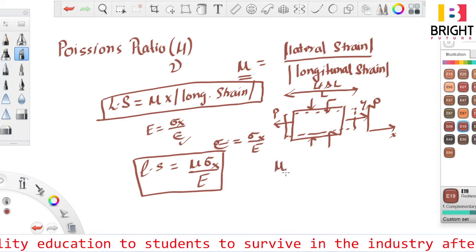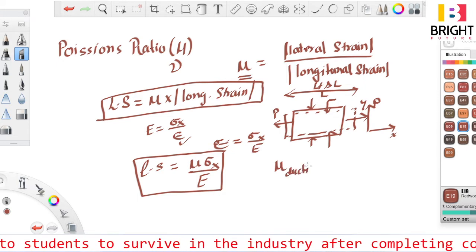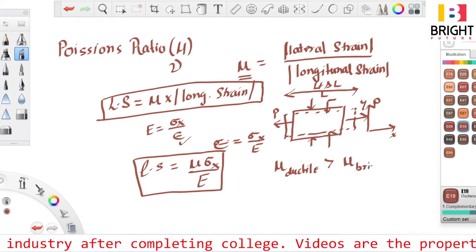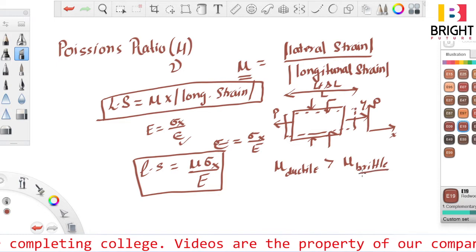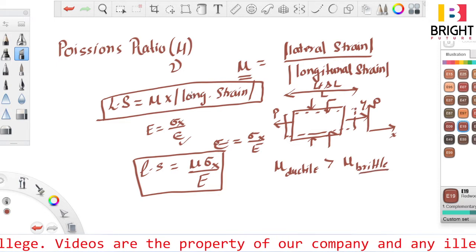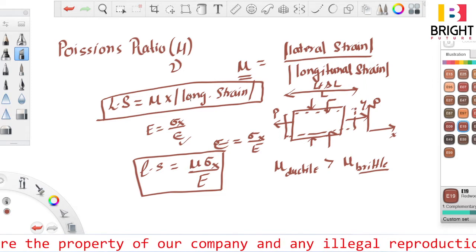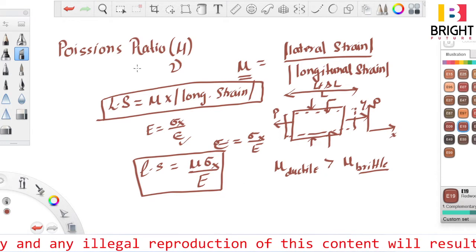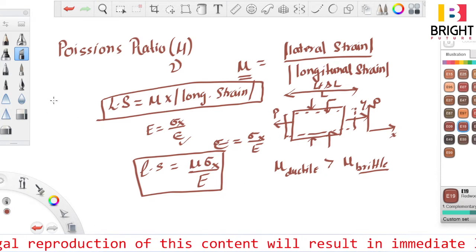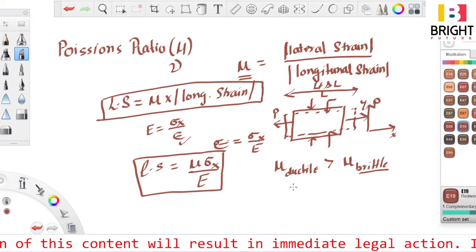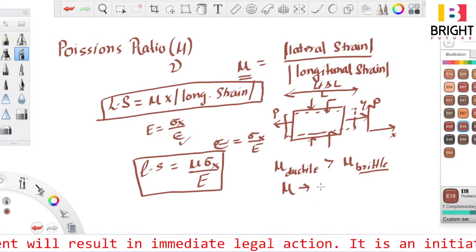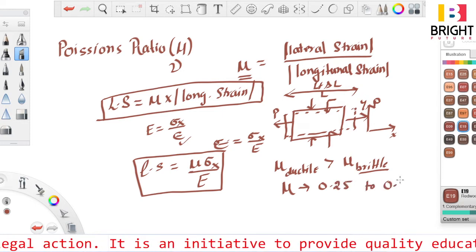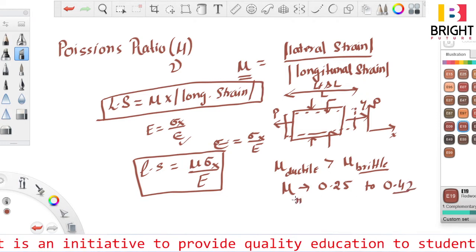Now mu of ductile material is greater than mu of brittle material, right? This is one thing. Means ductile material has more lateral strain than the brittle material. For all kinds of metals, what is the range of mu? We want to know what is the range of mu. Mu varies from a value of 0.25 to 0.42, right? This is for metals.